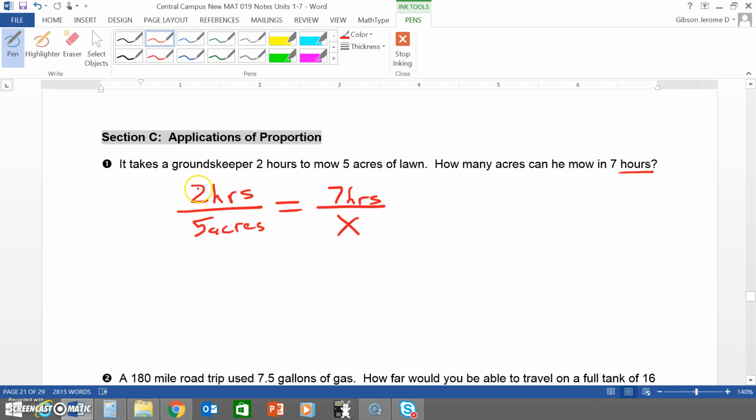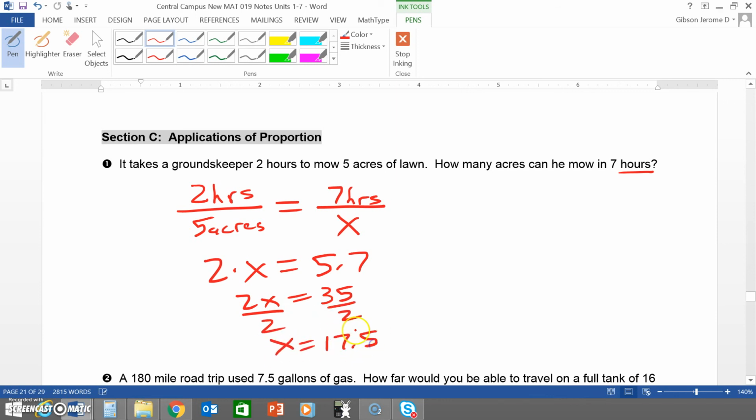So we will do cross multiplication. We have 2 times x. I just left the units off. We could put them on at the end. And then we will have 5 times 7, just to stay consistent. So it'll be 2x is equal to 35. We'll divide each side by 2. And x will equal 17.5.